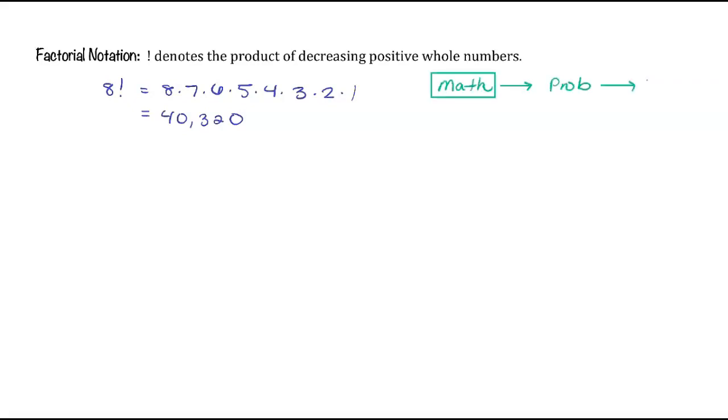One notation that often comes up when we're counting is factorial notation, which is the exclamation point. And that denotes the product of decreasing positive whole numbers. For example, if we want to find 8 factorial, we want the product of 8 and every other whole number that comes before it. So we have 8 times 7 times 6 times 5 times 4 times 3 times 2 times 1, or 40,320. You can also calculate this on your calculator. And if you're using a TI-83 or 84, you'll want to click the Math button, toggle over to Probability, and then select option 4.